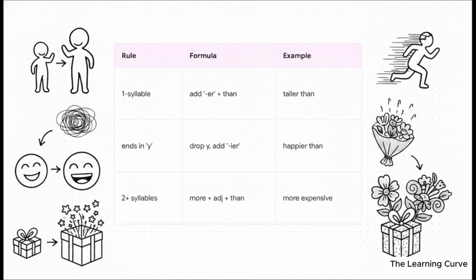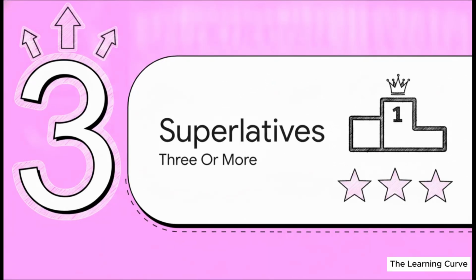And finally, for those longer words with two or more syllables, we don't awkwardly jam an ER onto the end. I mean, saying expensiver just clunks around in your mouth, doesn't it? Instead, we bring in the word more right before the adjective. It becomes more expensive than, or more beautiful than. Okay, moving right along to Section 3, superlatives, where we look at groups of three or more.